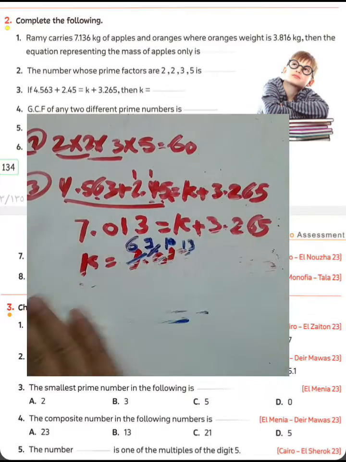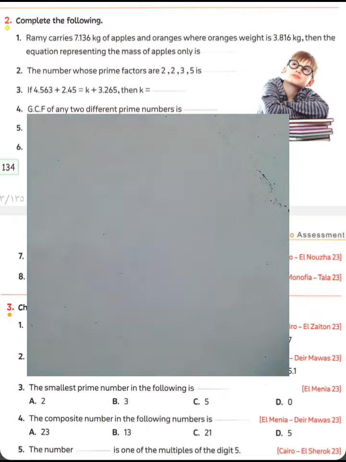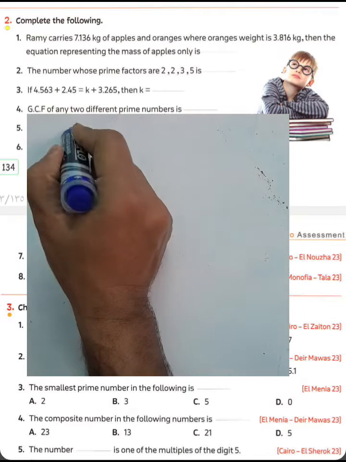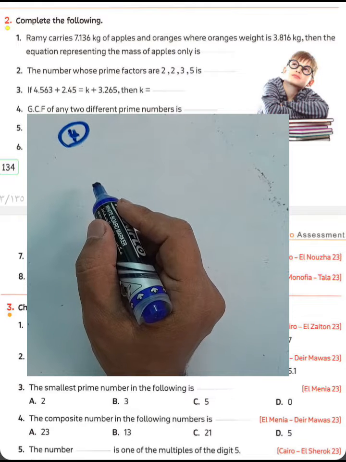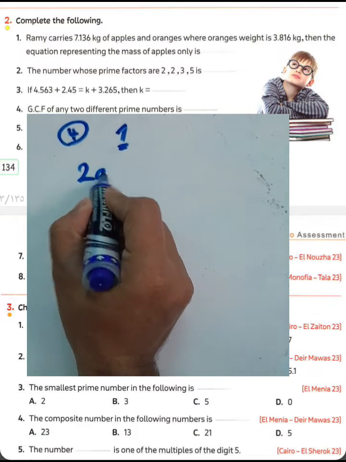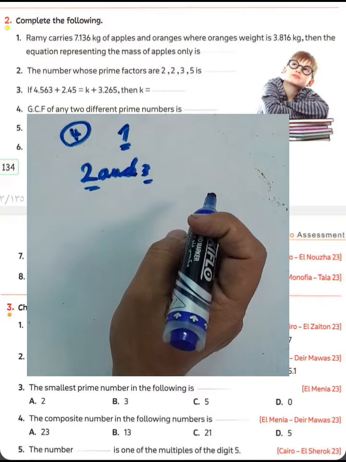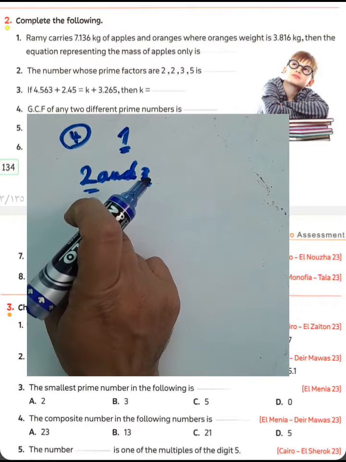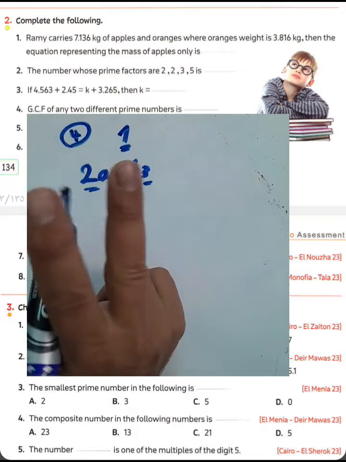Okay, next question number 4. The common factor of any two different prime numbers is what? Is 1, such as 2 and 3. We call them prime numbers. A prime number has only two factors. Any prime number can be divided by itself and 1 only.